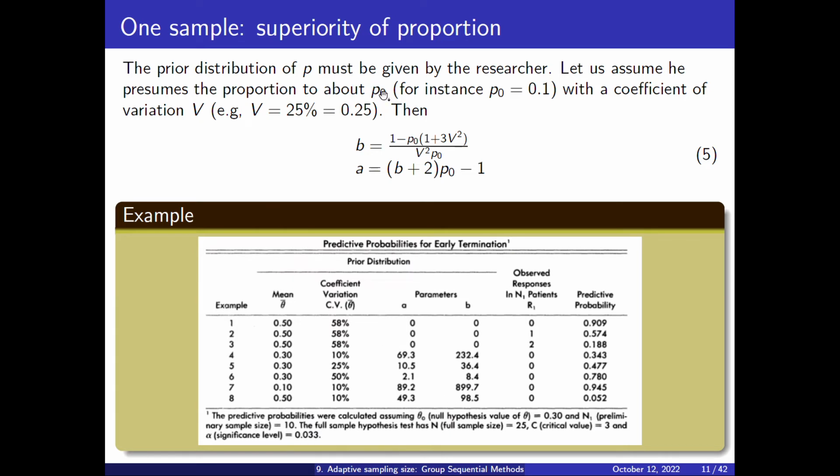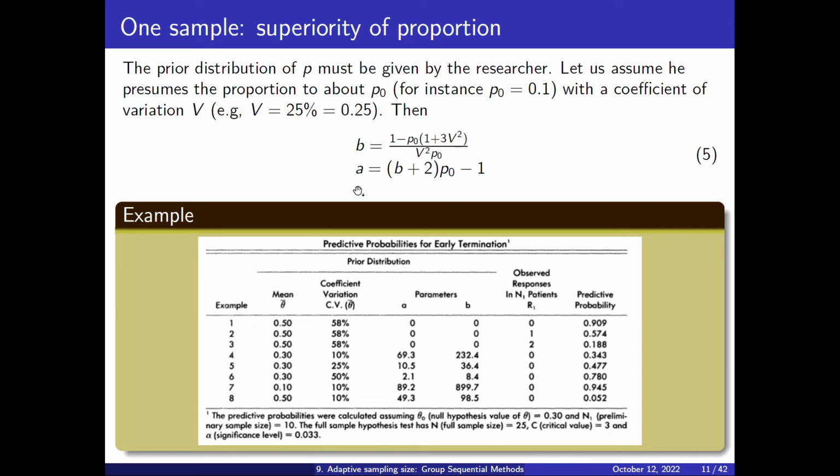So let's say that it is P0, so let's say it is 10%, and we have to say what is the proportion, the coefficient of variation, that we will call V. So this coefficient of variation is how much uncertainty we have around this P0. So then given P0 and V, we can calculate A and B.